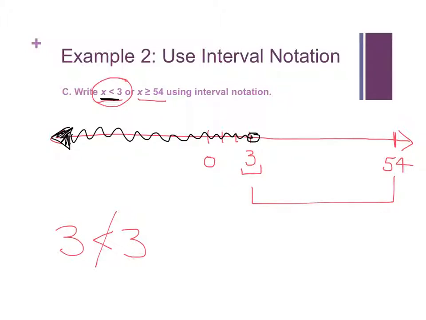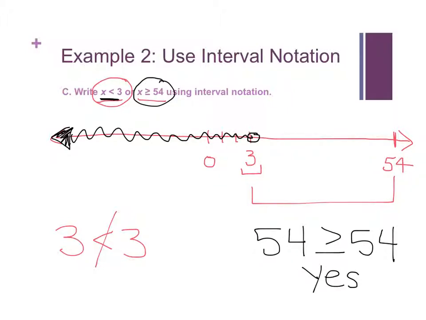Now, similarly, with the next inequality, I'm going to graph x is greater than or equal to 54. And in this case, is 54 greater than or equal to 54? I would say yes, 54 is greater than or equal to 54, which means I'm going to put a closed dot on 54 and then shade everything greater than 54, which means I would shade the entire line to the right.